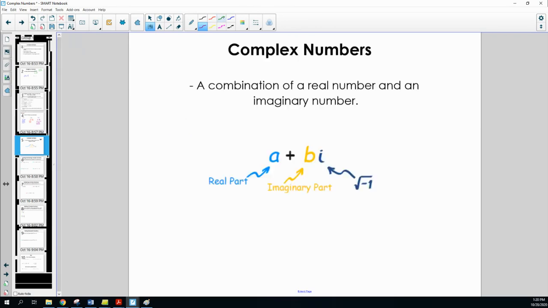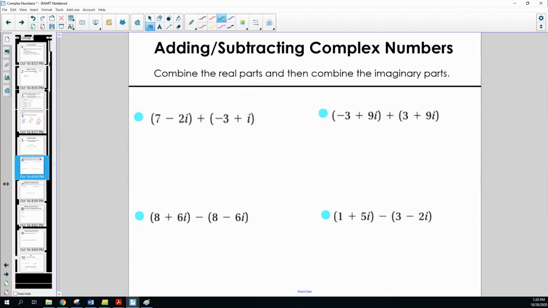So complex numbers are when we have a combination of a real number and an imaginary number. The real part goes first, the imaginary part goes second. The imaginary part is the one that is connected to the i. We can perform operations with complex numbers by looking at the real parts and the imaginary parts.